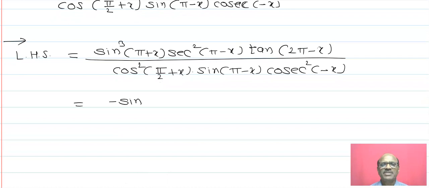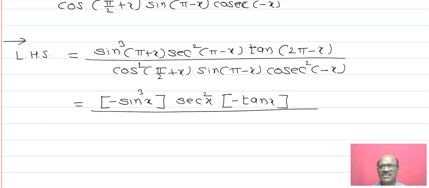Now what is here? Pi plus x, that is minus and minus and minus, 3 times minus. Overall it becomes minus sin cube x, and the pi angle function remains as it is. Therefore it is a minus sin cube x. Now next is sec square of pi minus x. It comes in second quadrant and 2 times minus. Therefore overall it becomes sec square x.